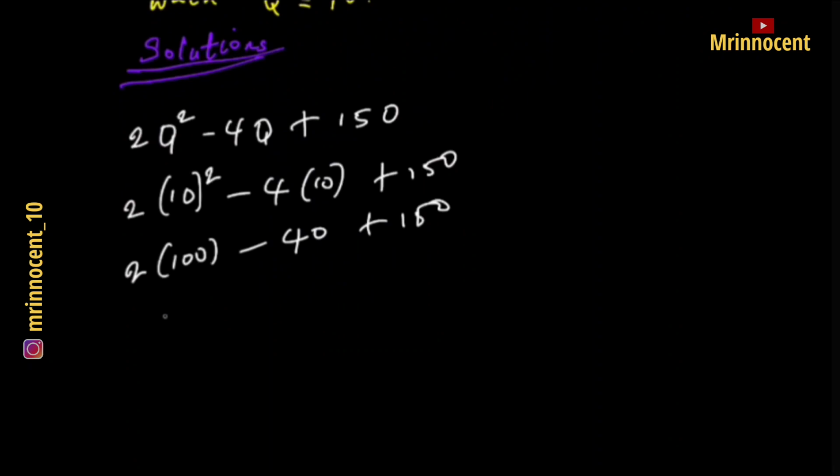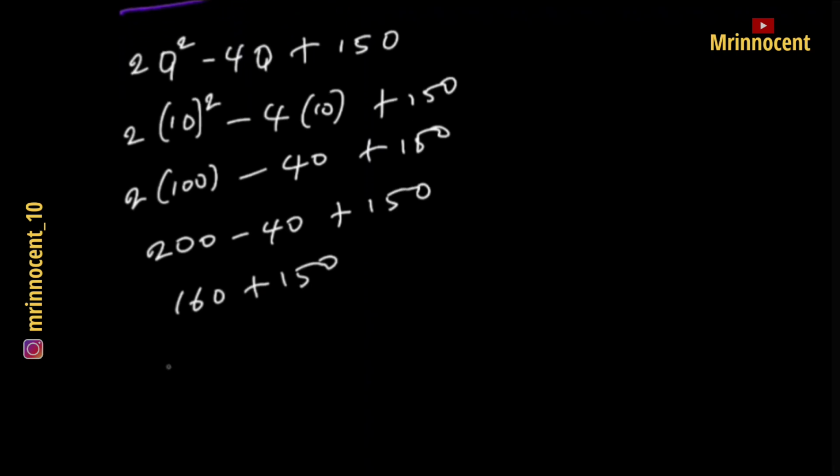2 times 100 is 200, minus 40, plus 150. 200 minus 40 is 160, plus 150 is equal to 310.